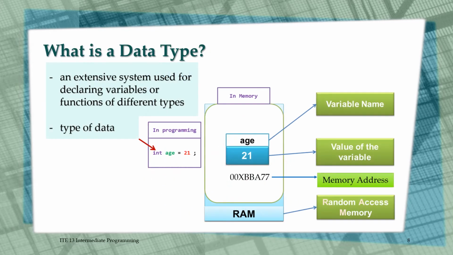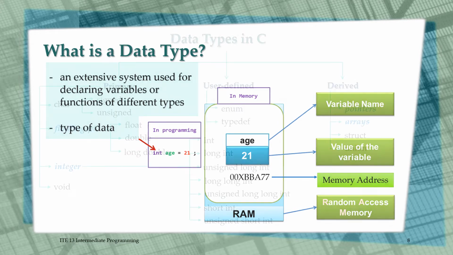What is data type? From tutorialspoint.com, data types in C refer to an extensive system used for declaring variables or functions of different types. In other words, it is the type of data you wish to associate to a variable. Let's retake a look at the previous example. Having age as a variable name that will store an age value from 0 to 130, the variable will be associated with the whole numbers type, or for this case, an integer data type.